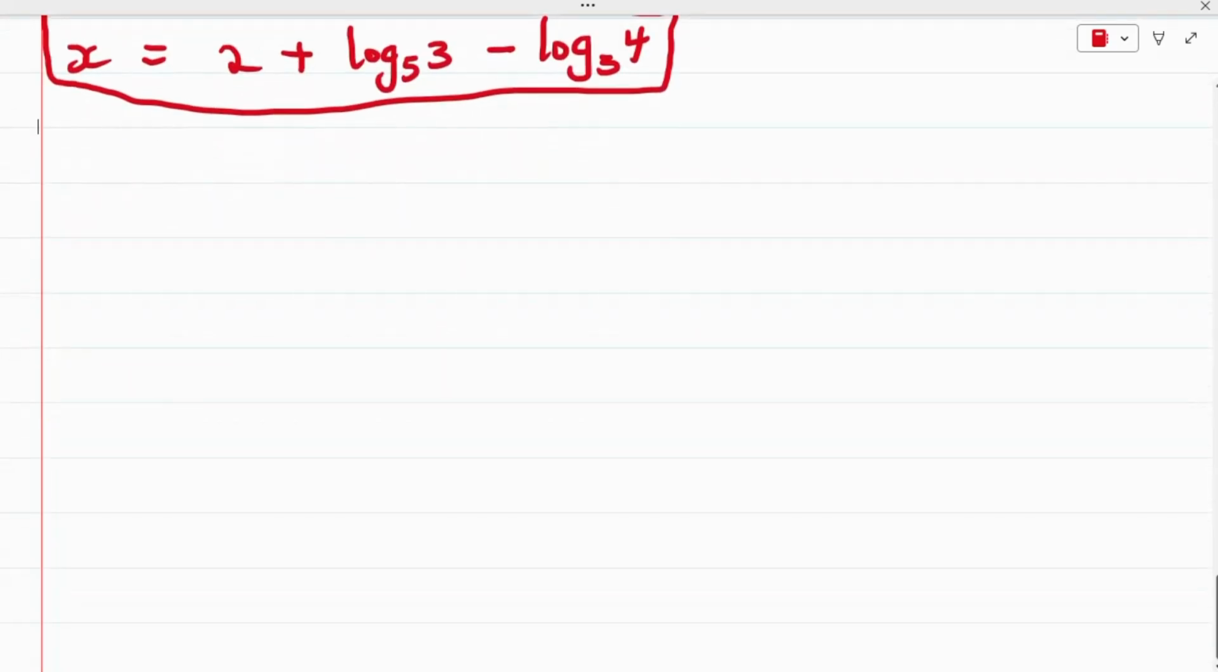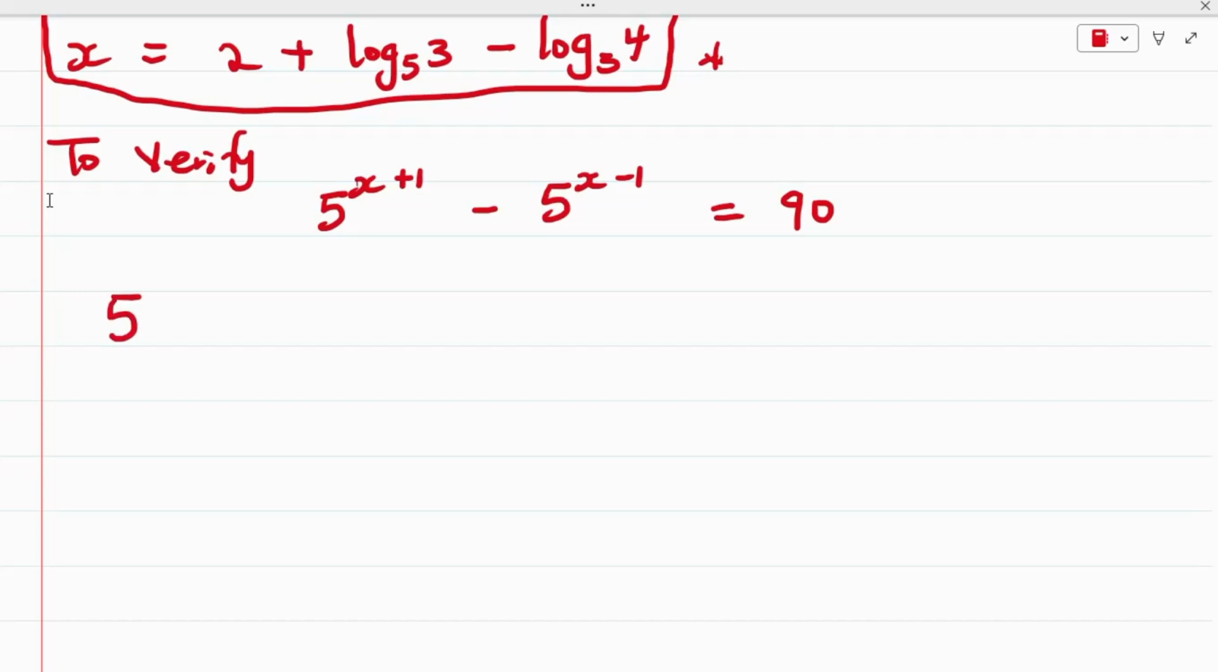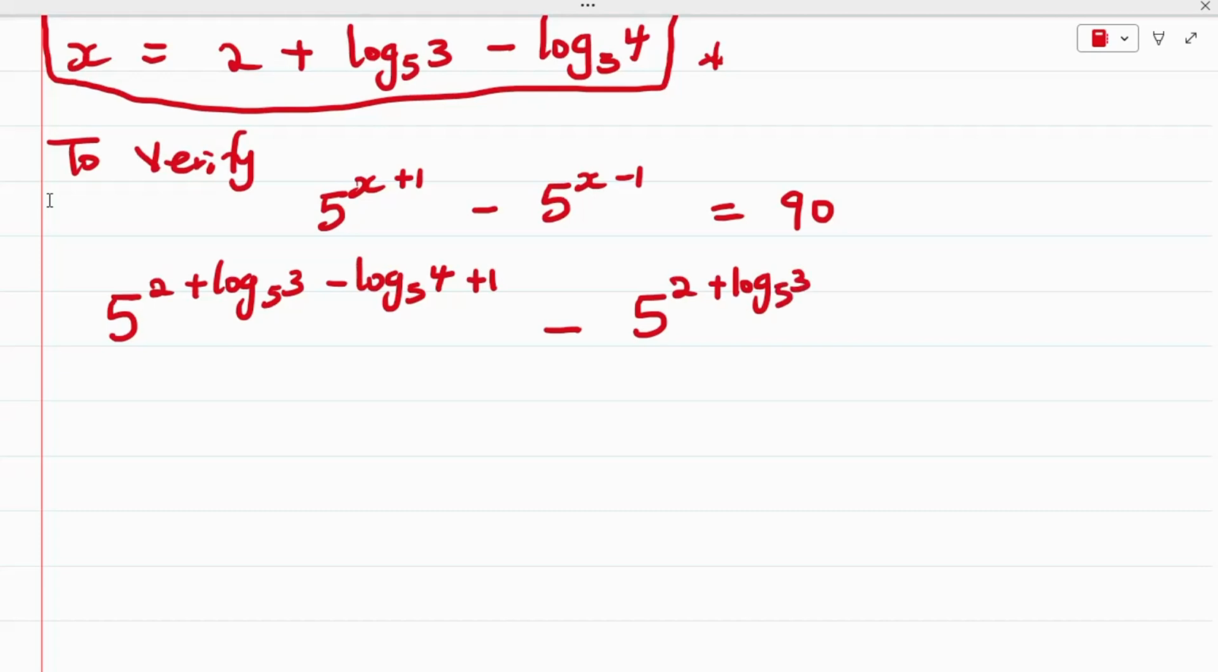So the next thing guys we want to do is to simply verify to show that our answer is actually correct. So to verify, we have the original expression to be given as 5 raised to the power of x plus 1 minus 5 raised to the power of x minus 1, and this is equal to what? 90, and we have the value of x. So we have this to be 5 raised to the power of 2 plus log 3 base 5 minus log 4 base 5, plus 1, minus 5 raised to the power of 2 plus log 3 base 5 minus log 4 base 5, minus 1, and this is equal to what?